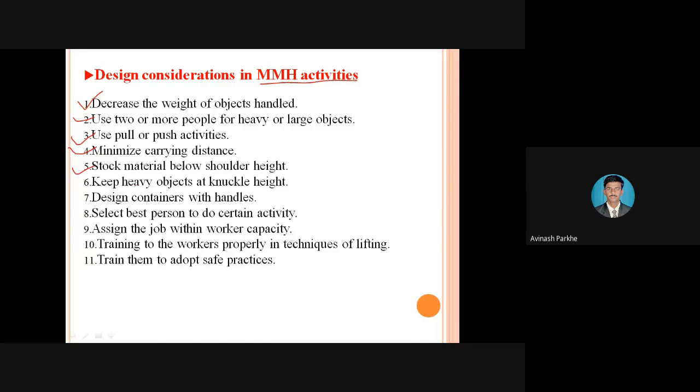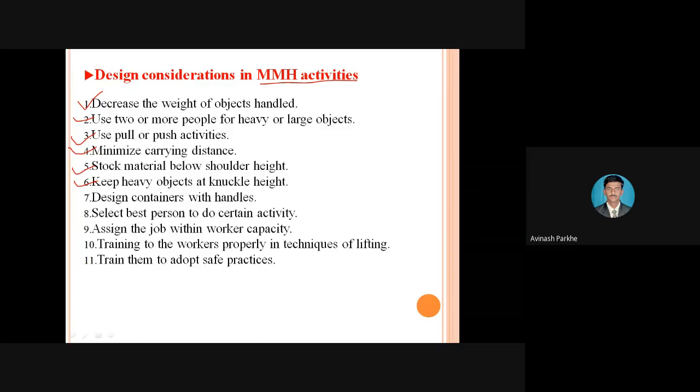Keep heavy objects at knuckle height. Whatever the heavy components are there, heavy duty components, they should be at your knuckle height only. If we take those components above the knuckle, there may be a possibility of maximum fatigue or maximum stress to the body of that particular operator. Therefore, small components we can take at a certain height, no problem, but whatever the heavy components are there, they should be at your knuckle height only.